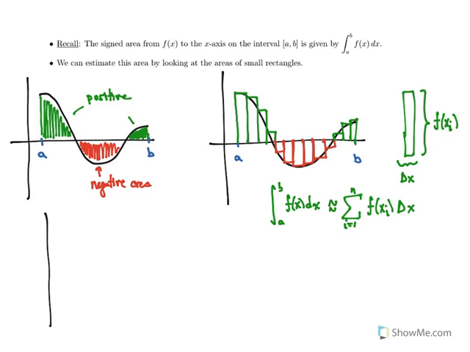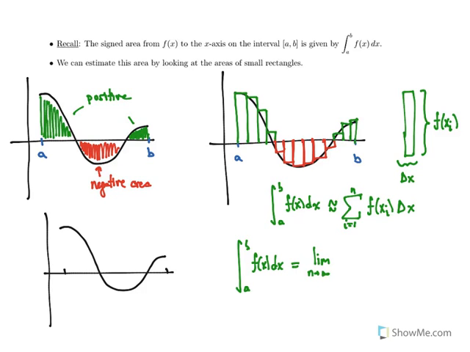And we know that if we take more and more rectangles, we can find that this is exactly equal to the integral. So we have the integral from a to b is equal to the limit as n goes to infinity of this sum. And if we draw those rectangles here, they're very, very small rectangles with an itty-bitty width, and there are infinitely many of those rectangles.